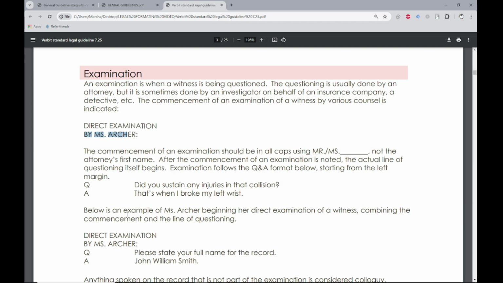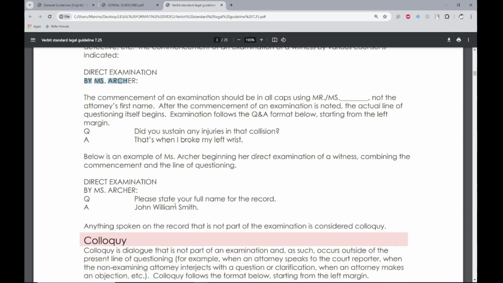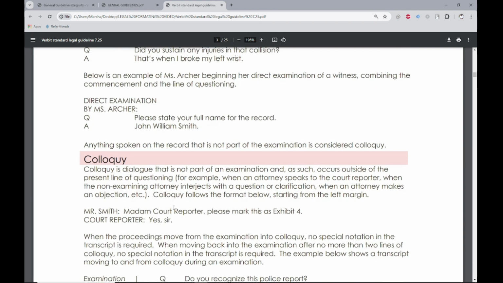All right, then we have what we call colloquy. Colloquy is any interruption in the Q and A. So if there is an interruption, let me come to the colloquy part. Colloquy is a dialogue that is not part of an examination, and as such occurs outside of the present line of questioning. For example, when an attorney speaks to the court reporter, when the non-examining attorney interjects with a question or a clarification, when an attorney makes an objection, etc. Colloquy follows the format below, starting from the left margin.